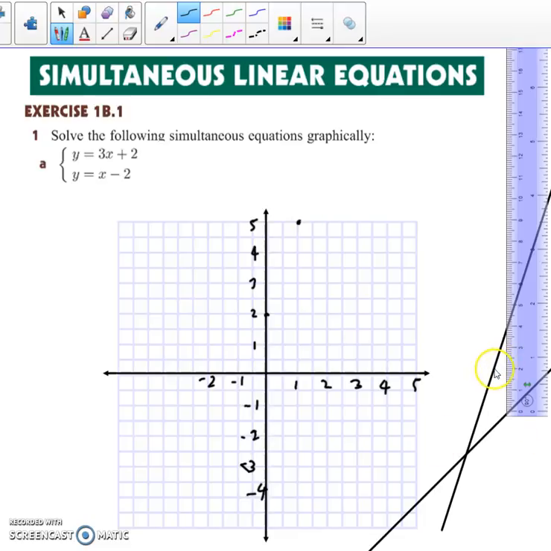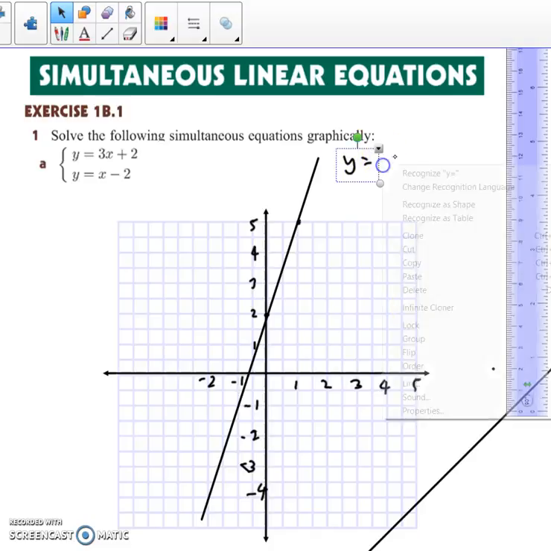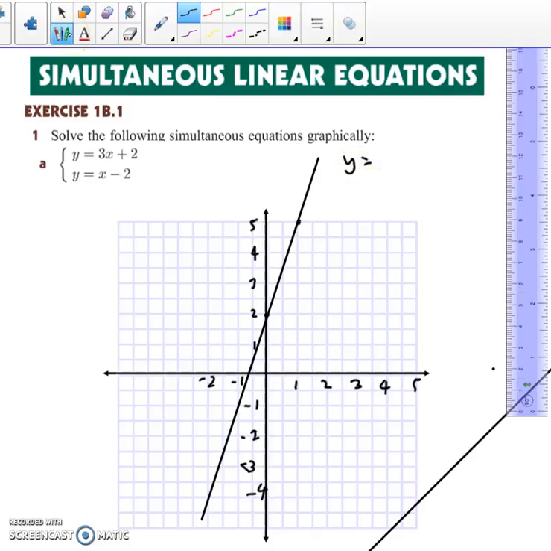What we then do is grab our line that I've already done for us, and plot that in there. So that one there would be our y is equal to 3x plus 2.